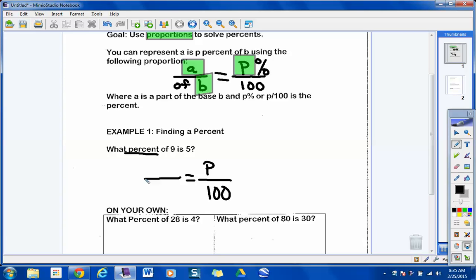The question becomes, how do you set the other ratio up using the 5 and 9? 5 over 9. Why is the 5 on top and the 9 on the bottom? Because it has of before 9. The hint I gave you is that anything that comes right after the word of is always going to be your base. So the number that comes right after the word of will always go in for which variable? B.